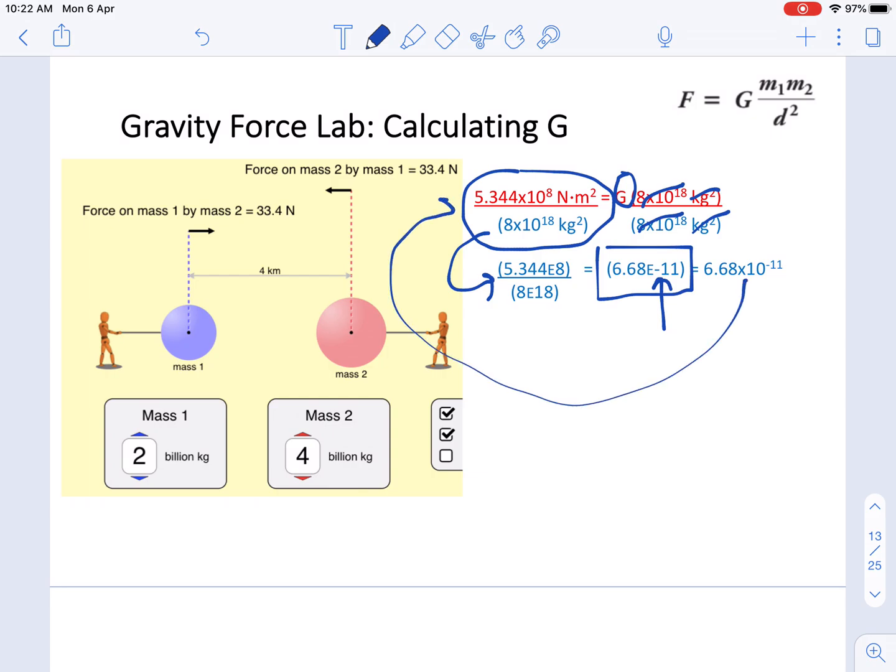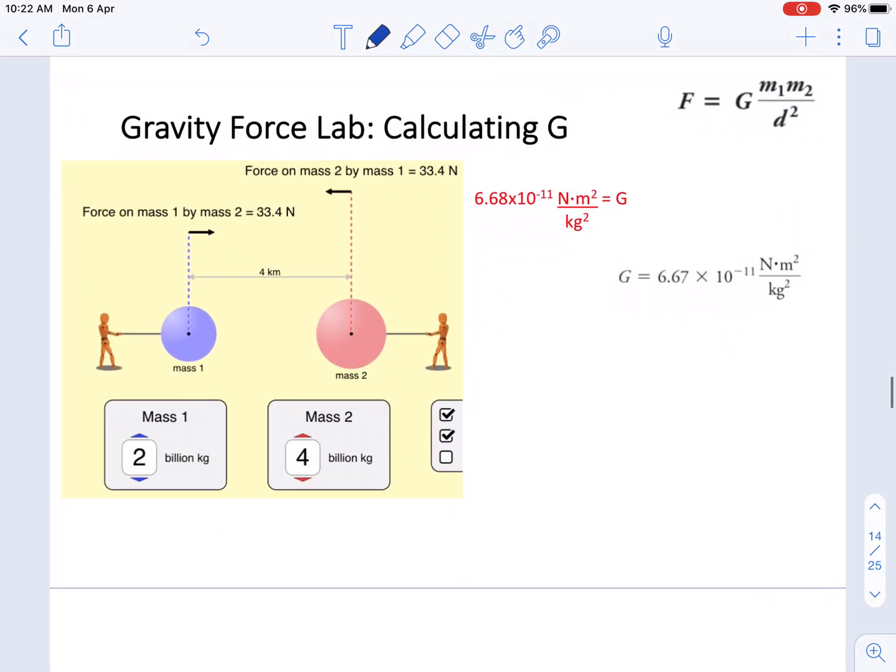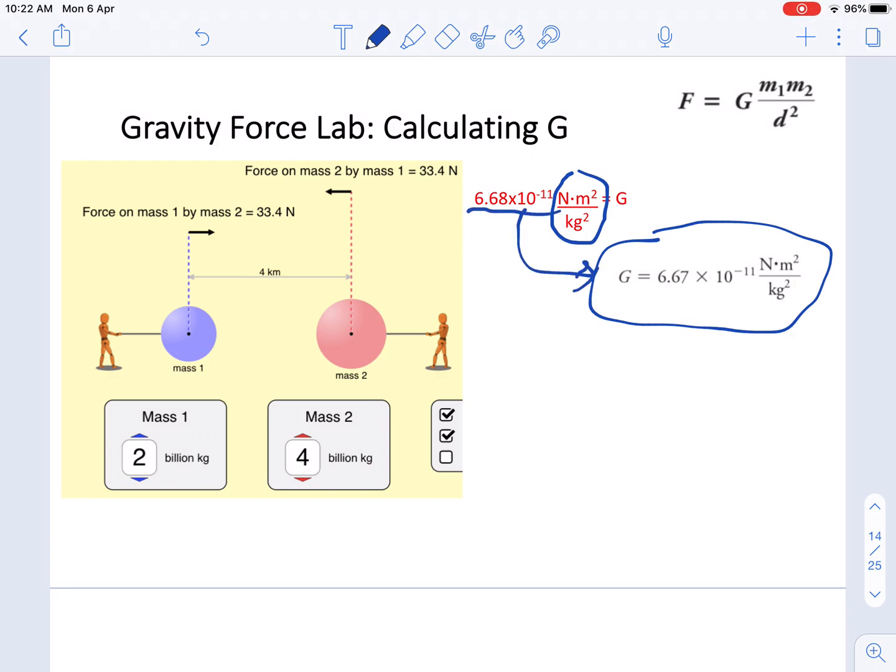That is the quotient of those two numbers being divided. So there you go. I found that g is equal to 6.68 times 10 to the negative 11. Again, notice I divided my newton meter squared and I divided by kilogram squared, so that's where that weird unit comes from. And you can see that I was pretty close to the true value of g, right? I was just off by about a decimal place or so, but I'm okay with that.